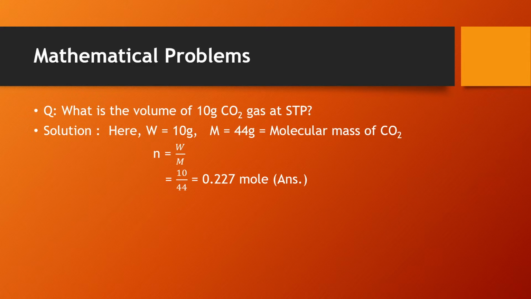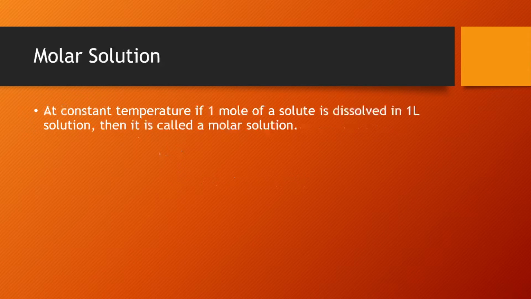So we have learned the number of moles and the molar volume of a gas, how to determine that, and now we will advance to the next topic. There is a definition called molar solution. So what is a molar solution? Please keep in mind you have to write this line: at constant temperature. The temperature cannot vary. At constant temperature, if 1 mole of a solute is dissolved in 1 liter solution, then it is called a molar solution.